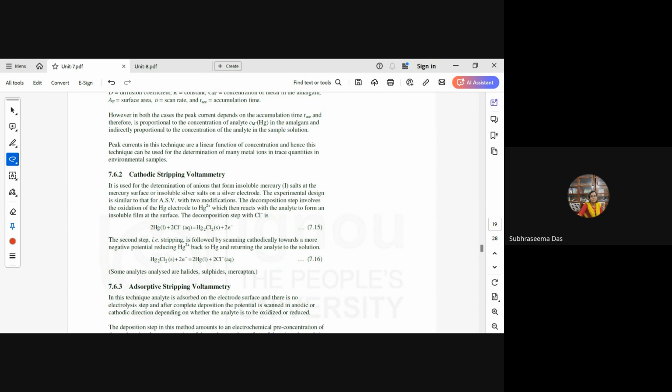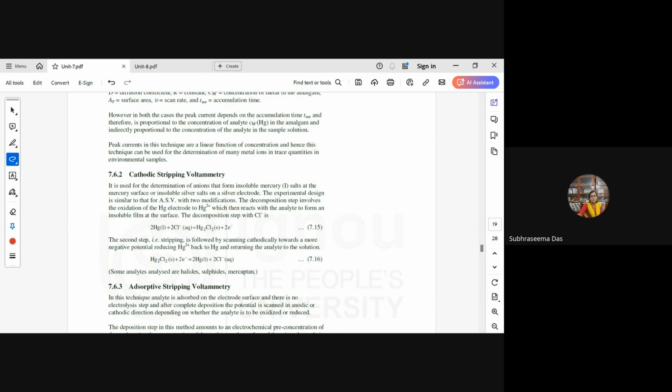The experimental design is similar to that of ASV, however with slight modifications. Here the deposition step involves the oxidation of the mercury electrode to Hg2 plus, which then reacts with the analyte to form an insoluble film at the surface. For example, the deposition step with Cl is given by 2Hg reacting with Cl forming Hg2Cl2.